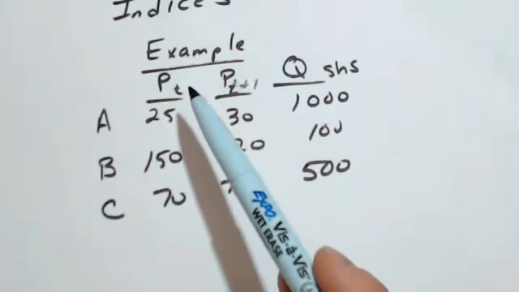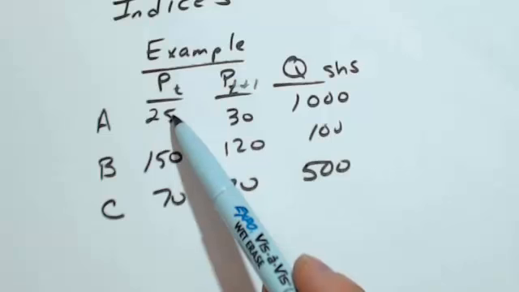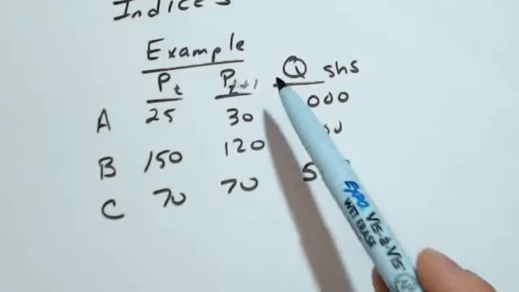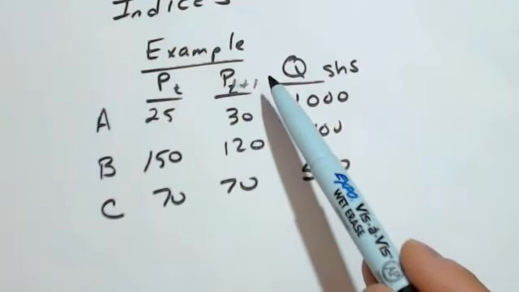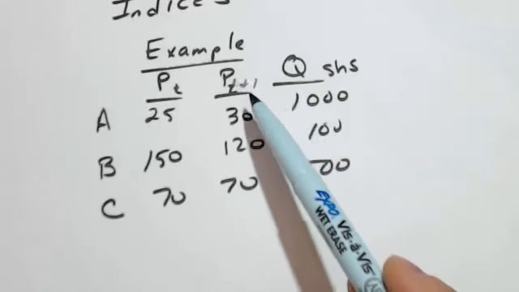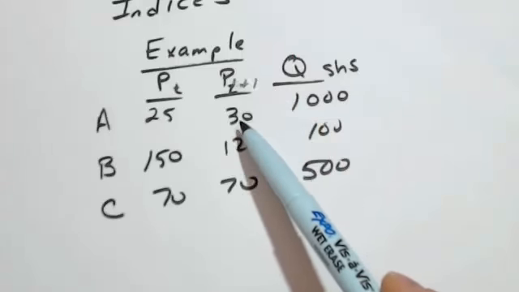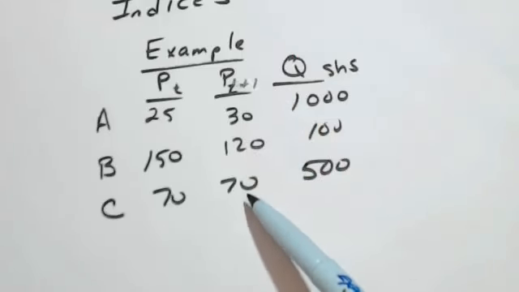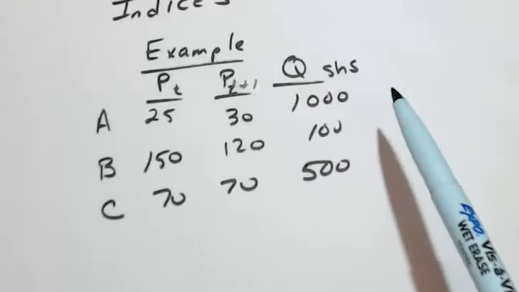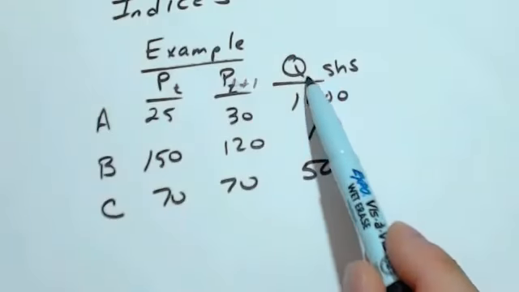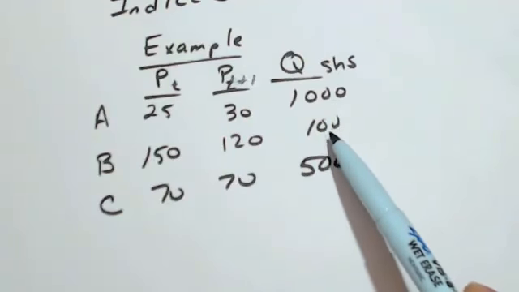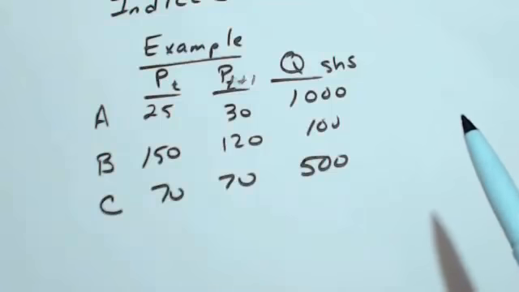The price at time t, you can think of it as today, is $25 for A, $150 for B, and $70 per share for C. And at P t plus 1, think of it as time t plus 1 year. It could be 1 month, but it's just one extra tick in time. So we have 30, 120, and $70 per share. The quantity Q, the number of shares outstanding, is 1,000 shares of A, only 100 shares of B, and 500 shares of C.